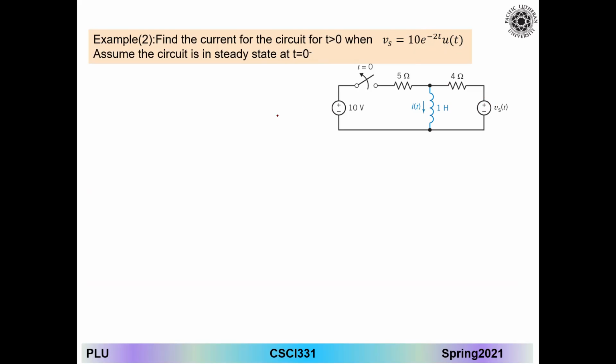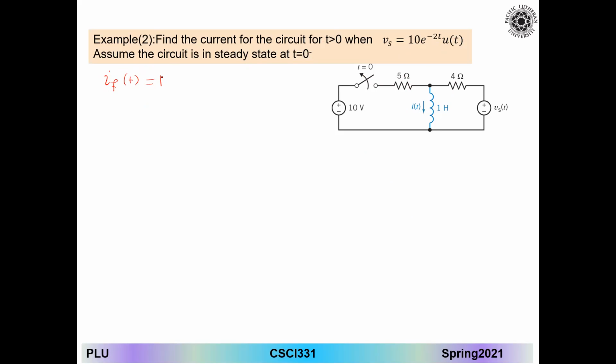Let's see what we have. We have 10 volts here, and we have a switch that opens at t equals 0, and we have a 5 and an inductor with the 4 and Vs. The first starting point is to find the forced response, the If here in the inductor. Since my If should follow the same form as the source, even though the source here is a voltage and here I'm talking about a current, my forced response would still follow that direction.